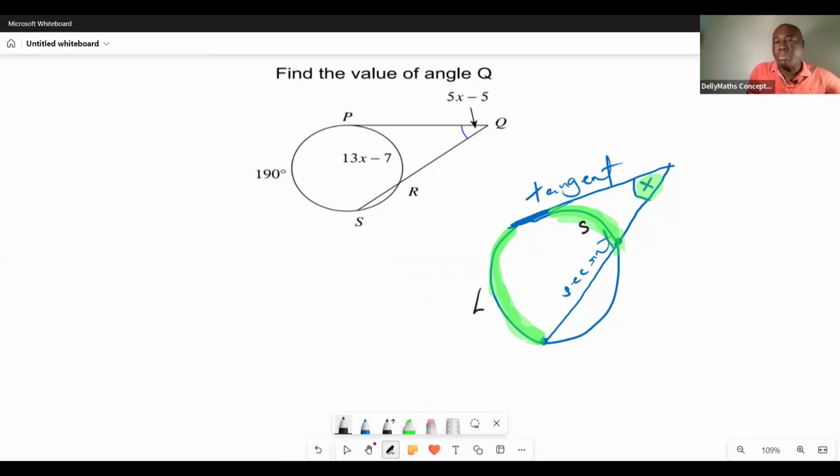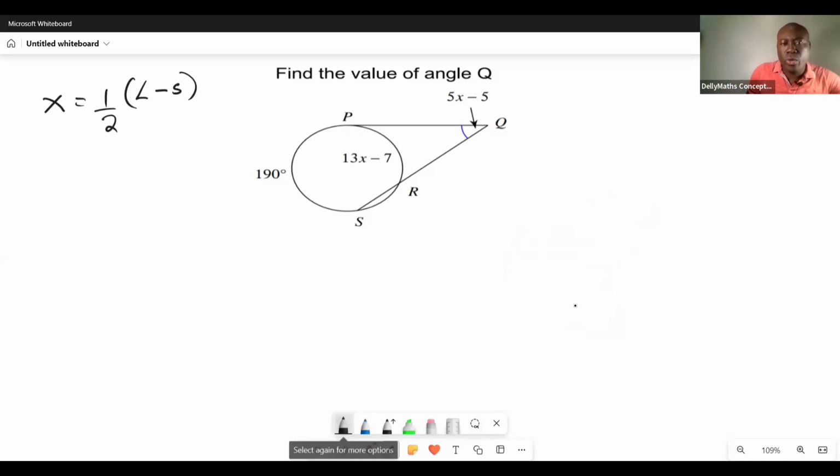So by principle, the exterior angle X is actually half of the difference between the larger arc and the smaller arc. We're talking about the arc measure, not the length. So first we're going to have to find x, and then we use it to help us find the angle.